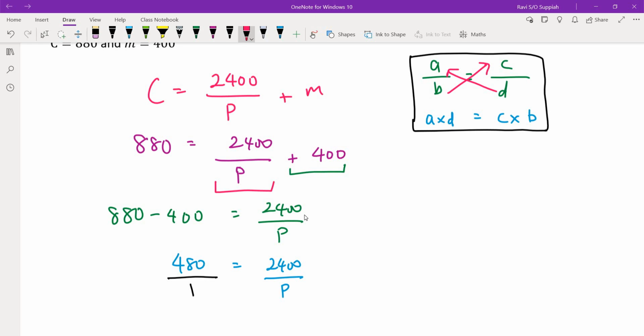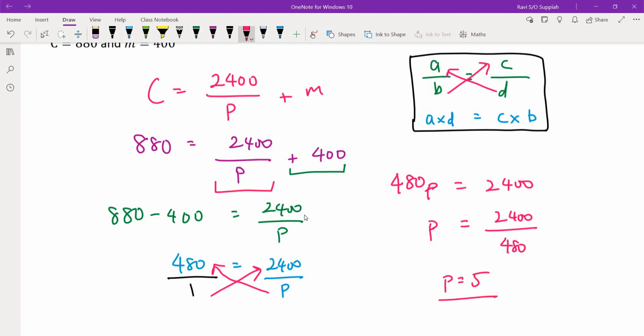So p is going to multiply here and 1 is going to multiply here. On the left hand side I'll get 480p equals 2400. With that I can bring 480 over. Again, the relationship here is a multiply, so I must do the inverse of it, which is division. So I'll get 2400 over 480, and that will give me a value of 5. So the final answer for p here is 5. Okay, thank you.